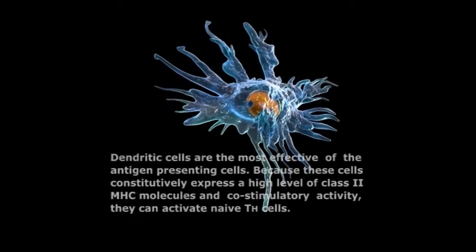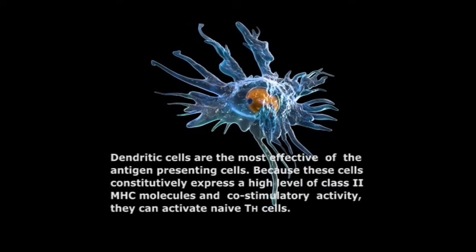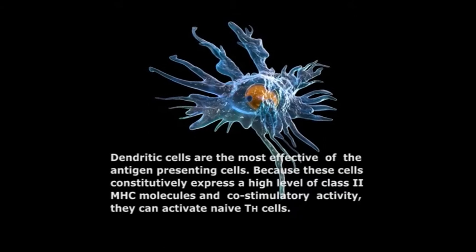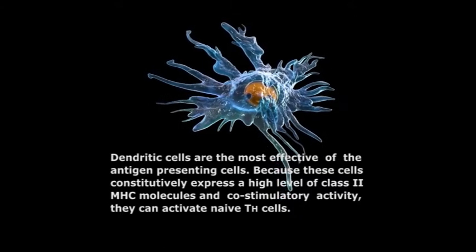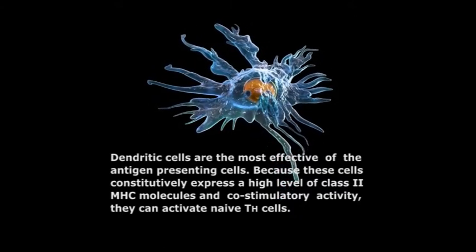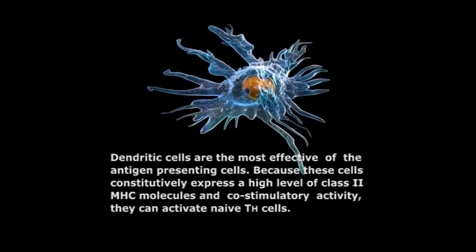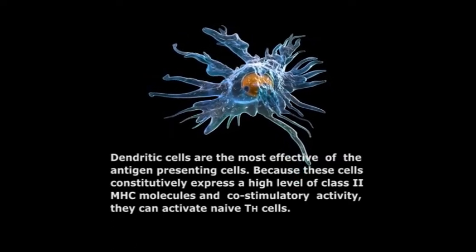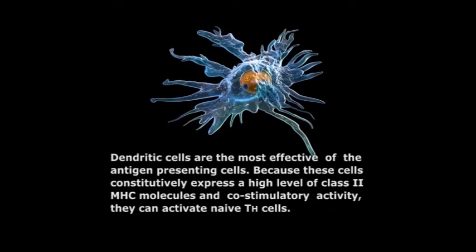Dendritic cells, macrophages and B lymphocytes differ from each other in their mechanisms of antigen uptake, in whether they constitutively express class II MHC molecules, and in their co-stimulatory activity. Dendritic cells are the most effective of the antigen presenting cells because these cells constitutively express a high level of class II MHC molecules and co-stimulatory activity. They can activate naive TH cells.